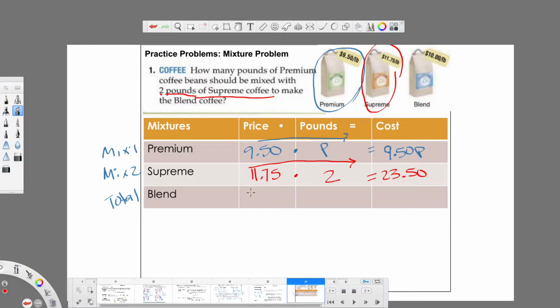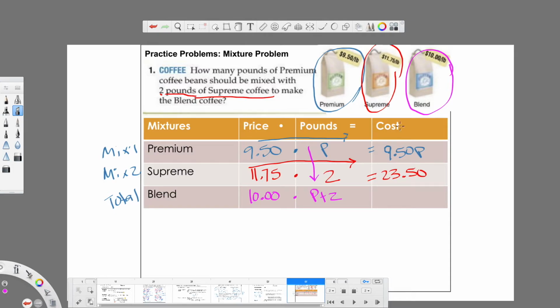So my last piece is to do blend, and I'll do that in kind of this pink color. Sorry, not premium, blend. We know they sell that for $10 per pound. We don't necessarily know how many it's going to make because we don't know how many pounds here. So to know how many pounds are going to be in the blend mixture, we need to bring this down. So it's P plus 2, because we know we're using 2 pounds for sure of Supreme. I don't necessarily know how many pounds of premium I'm using. That's what I'm trying to figure out.